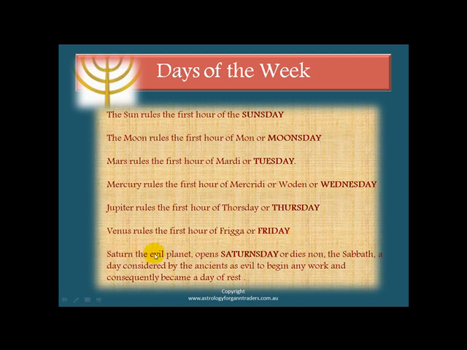Now, Saturn, the evil planet, opens Saturn's day, or Dies Non, the Sabbath, a day considered by the ancients as evil to begin any work, and consequently became a day of rest. And in Italian, we call it Sabato. It's exactly like Saturn. So you can see where in the ancient world, everything was done with planetary rulers. They would sow their seeds. They would pray at a certain time when there was a proper planetary ruler. It was all focused on these planetary rulers and hours, and nothing was done without knowing this information.